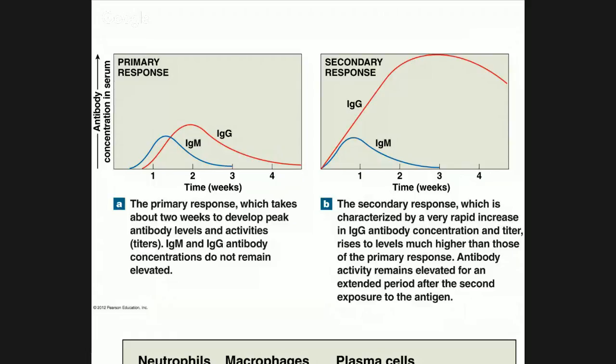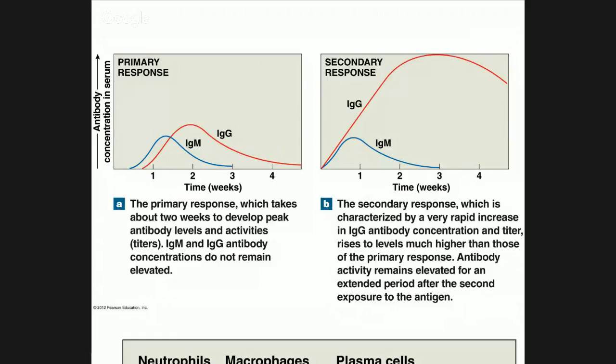The red line is an IgG concentration curve. And this is looking at the specific IgG that's activated by that particular disease-causing agent. The curve doesn't start until, according to this, maybe 5 days out or so. And it builds up to its maximal concentration at about 2 weeks, according to this graph. And then it tapers off. But it never quite gets all the way back down to zero.